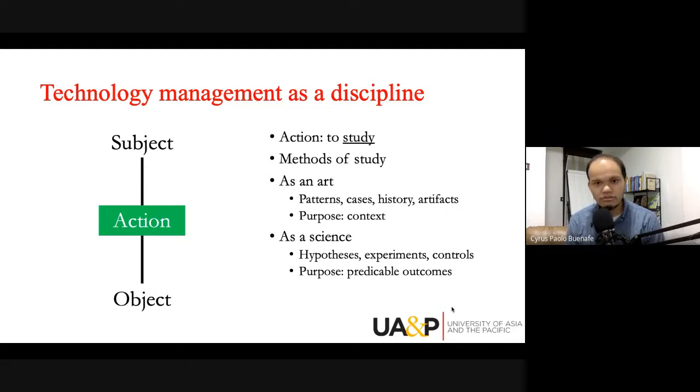So as an art, how do you study art? Well, you look at patterns, you look at cases, you look at history, you look at artifacts. Okay. And the reason why you want to look at these things is because the purpose of studying art is context. You want to know the background. You want to know the rationale, the reasons why these things happen. Okay, and then you take a peek into the soul of perhaps a historical community or a generation.